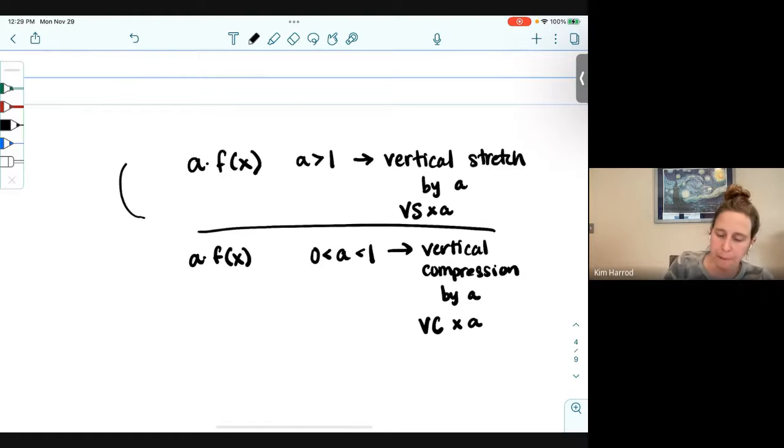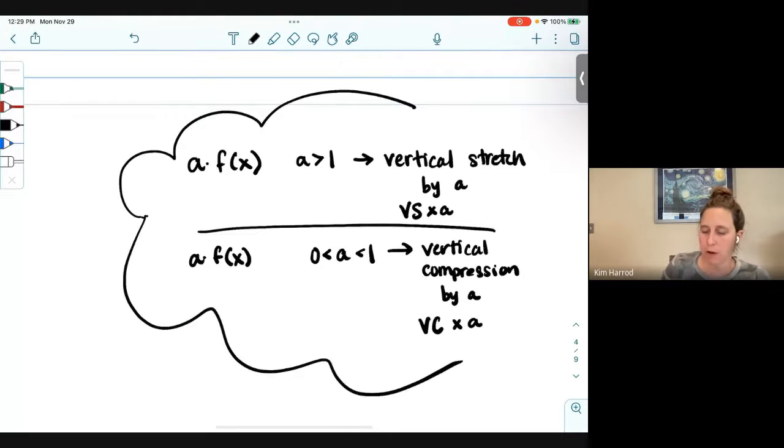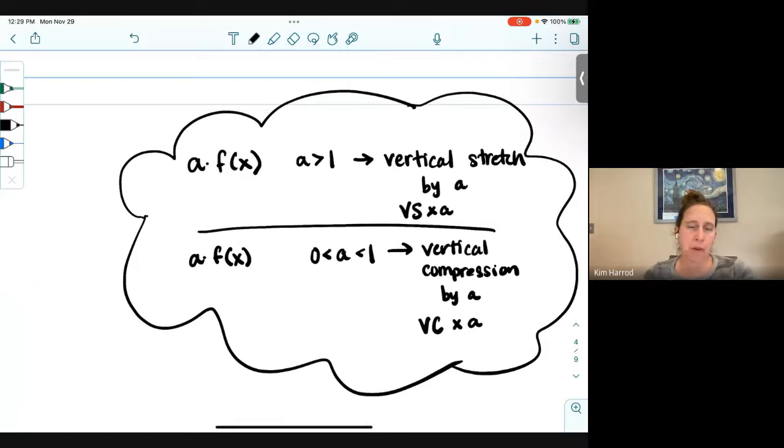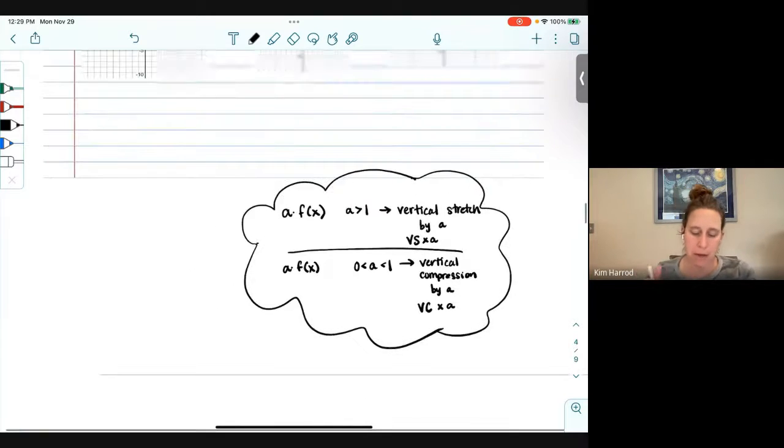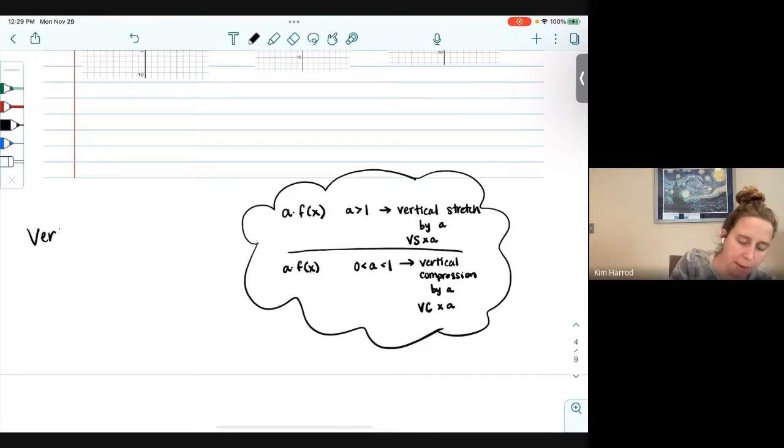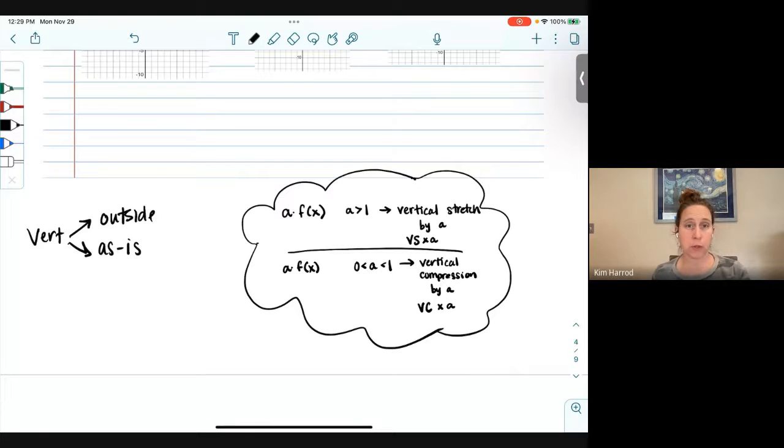Okay. So that has covered vertical. Like I said, the things that the vertical direction have in common is they happen outside the function and they are as is. So when you see +2, it's going to go up 2. When you see -6, it's going to go down 6. There's no mind switches to any of that, which is kind of prepping you to the horizontal side of things where you are going to see some mind switches.